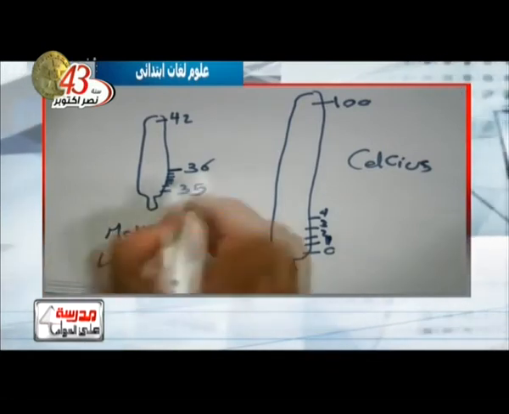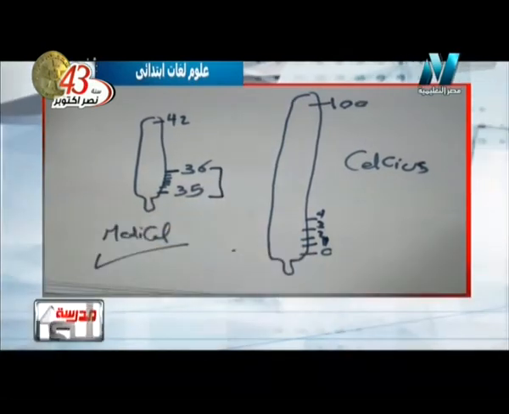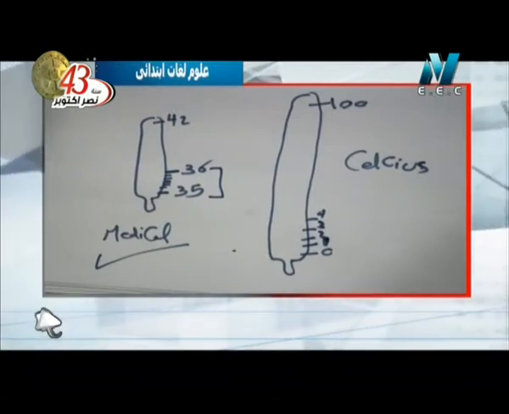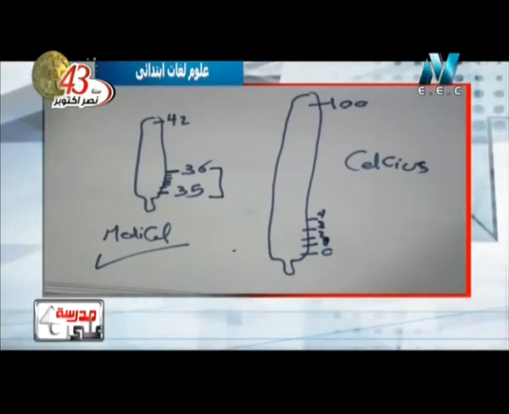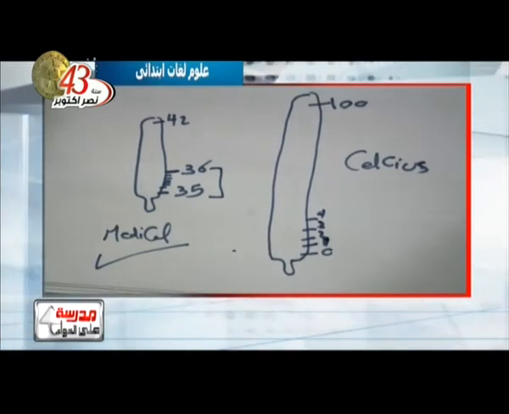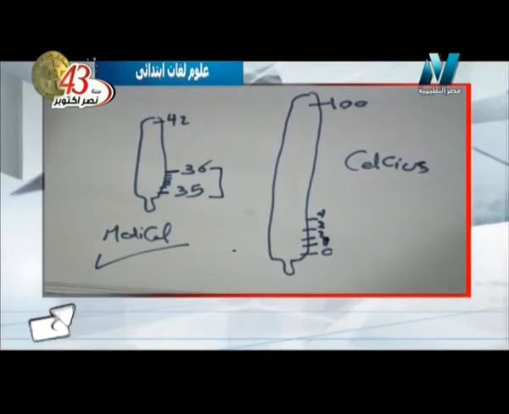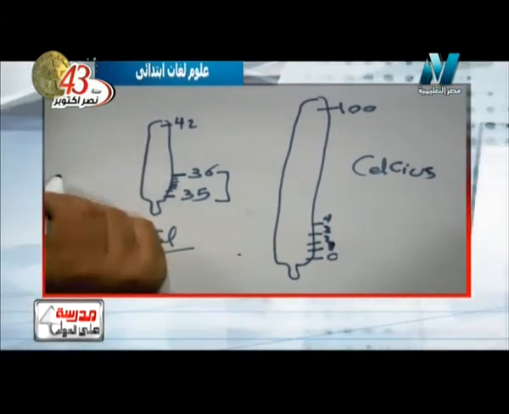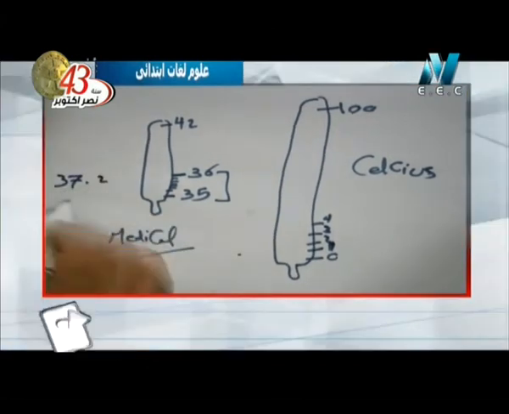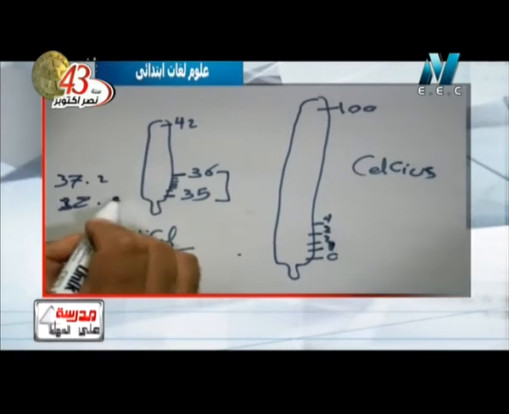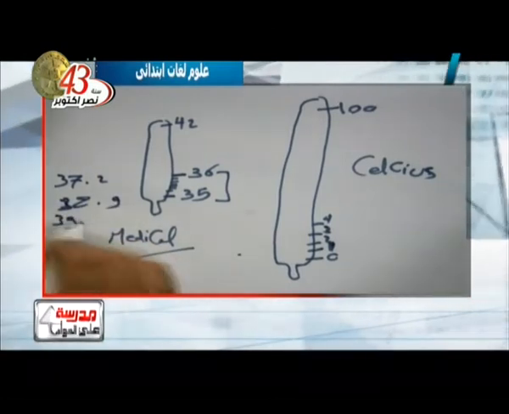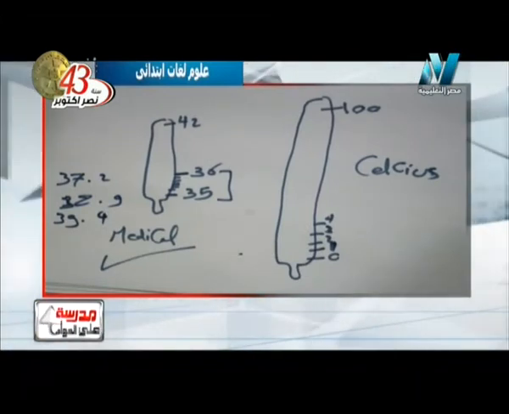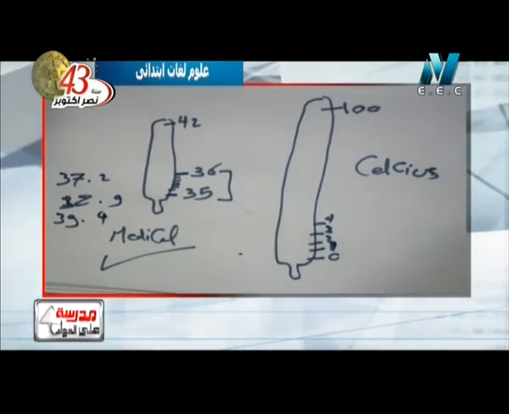Imagine, each degree is divided into 10 parts. So when I measure the temperature with the medical thermometer, I can measure it not only by degrees but by degrees and parts of a degree. So I can say the temperature of a patient, for example, 37.2, 38.9, 39.4, and so on. So the Celsius thermometer is not as accurate as the medical thermometer.